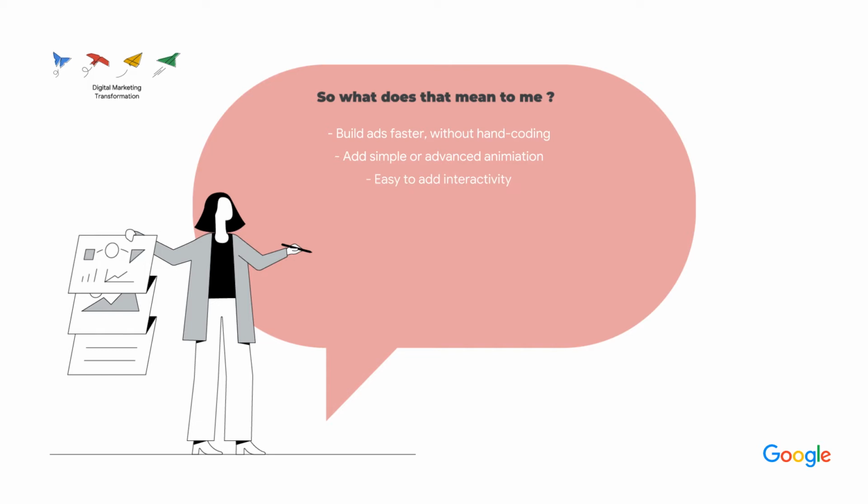Easy to add interactivity, so you're able to add interactivity super simply. Drag and drop components, which make for very quick building processes. You've got built-in validation. So basically what Google Web Designer does is that as you're building, it is constantly telling you whether or not your ad is becoming too big or a video asset won't work. So it's constantly telling you what the health of your asset is.